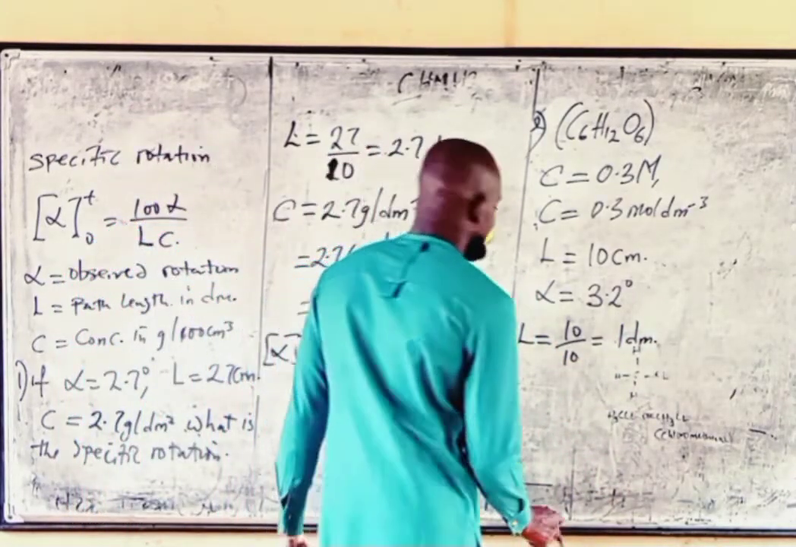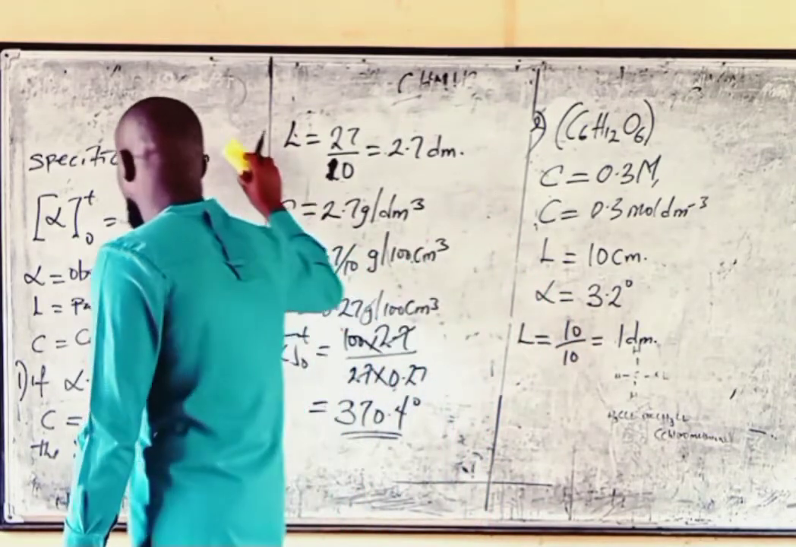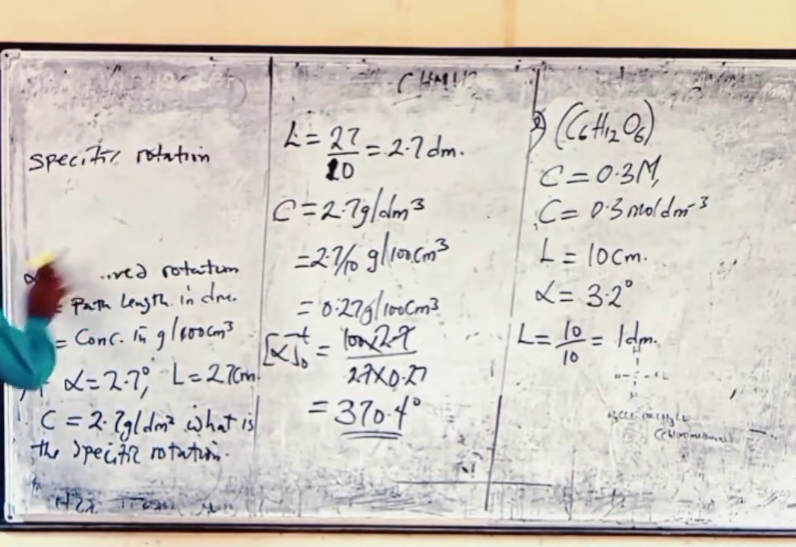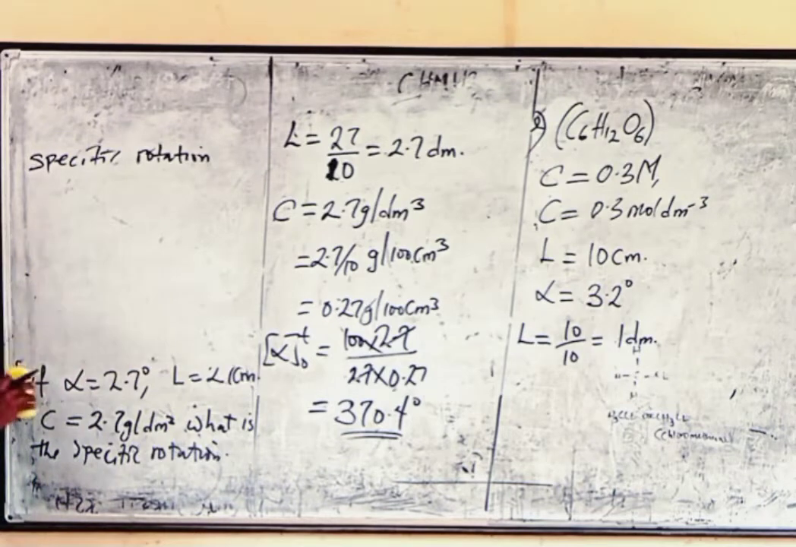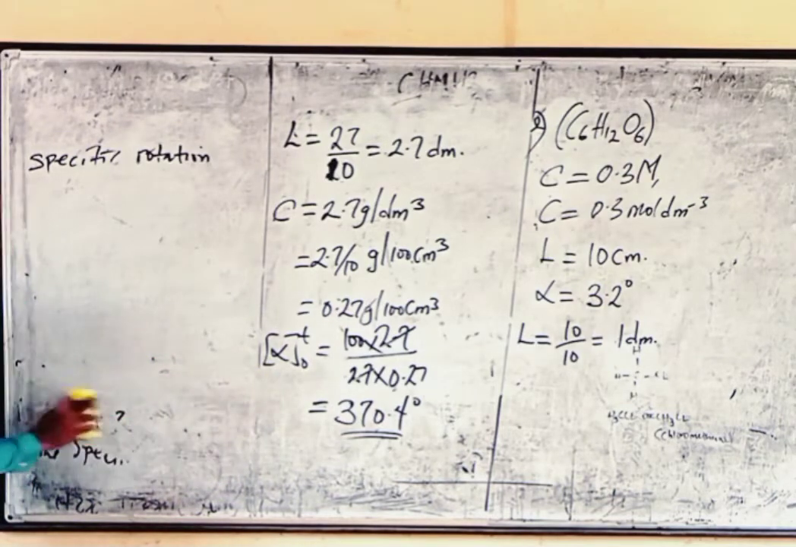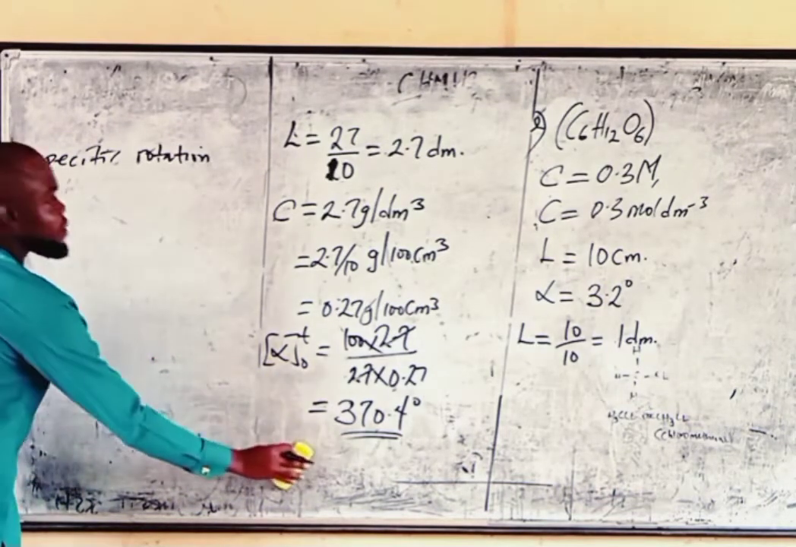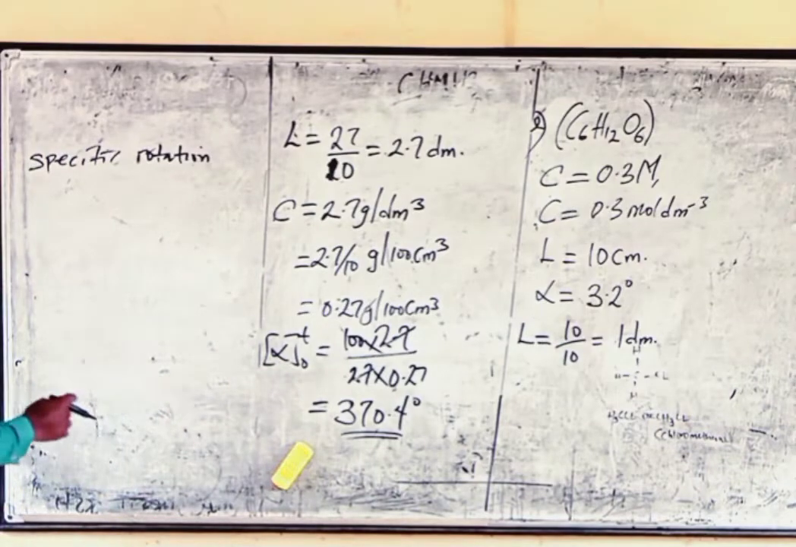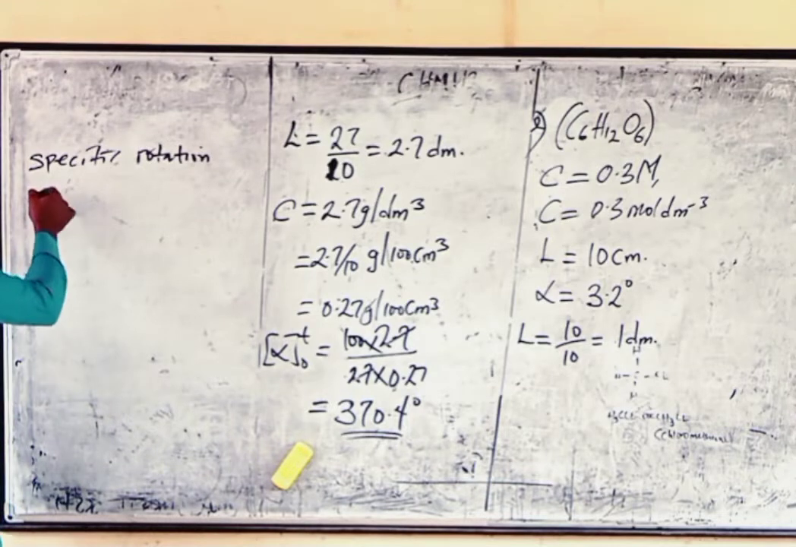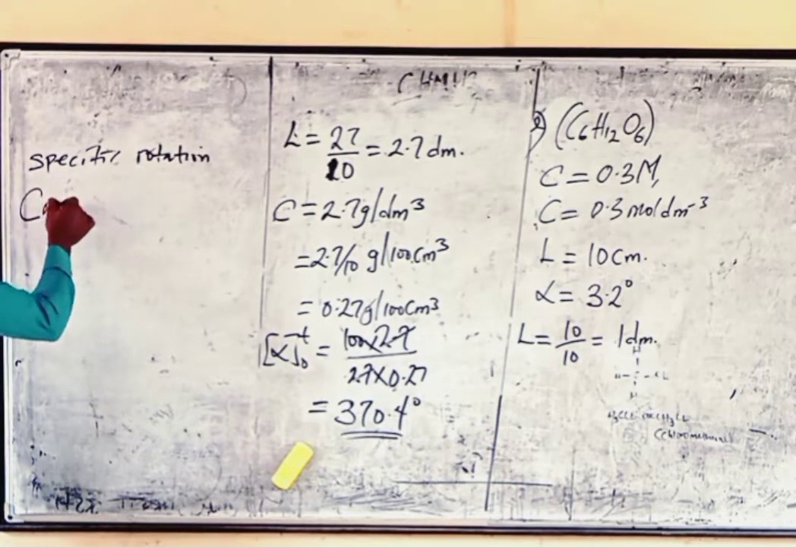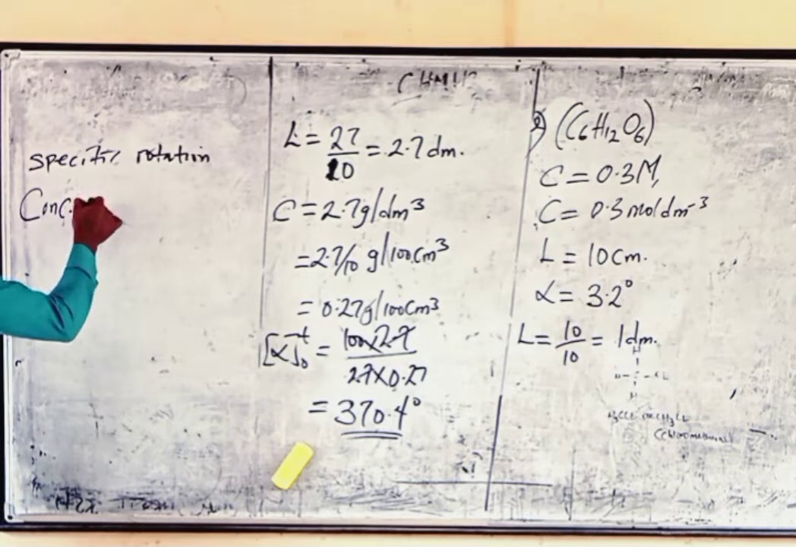The next thing is our concentration. Our concentration should be in grams per 100 cm³, not mole per dm³. So what do we do? The first thing we're going to do is convert that concentration to grams per dm³.